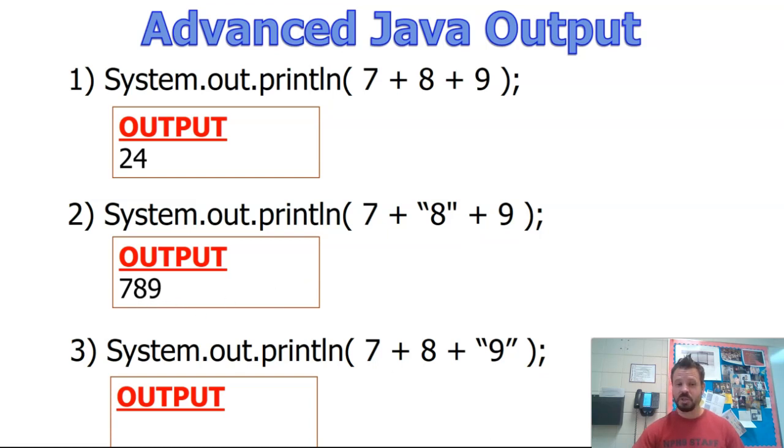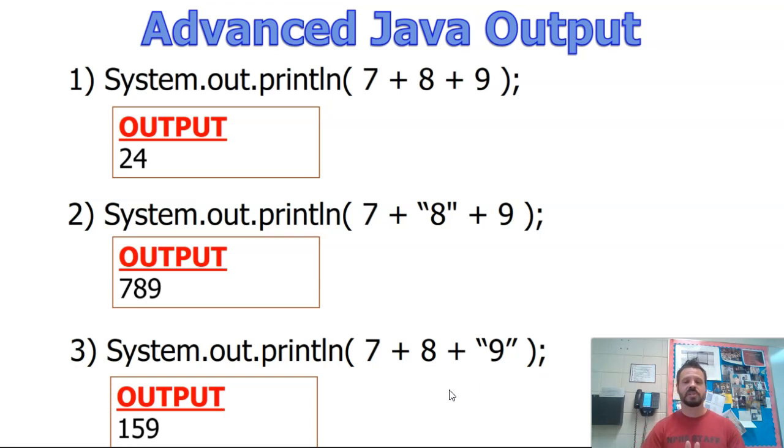Okay, this is where it gets a little bit tricky. What are we going to get here? Well, what Java did this time is it said we have a 7 plus an 8. These are both numbers. We'll add them together. That's where the 15 is coming from. And then it adds in the string 9, so it just concatenates the 9 to that.